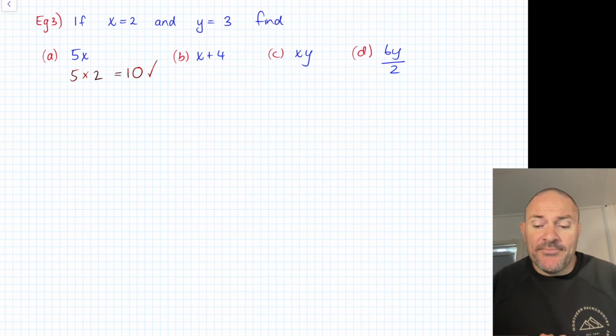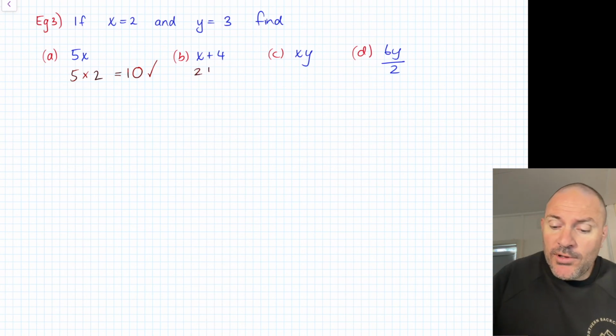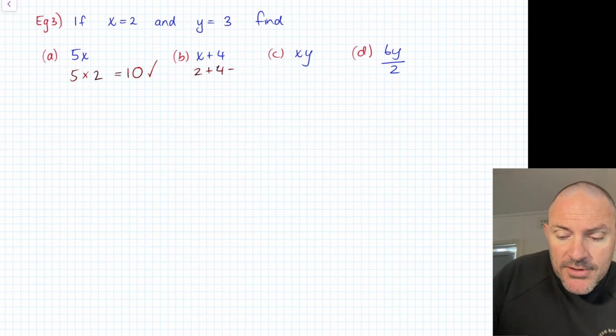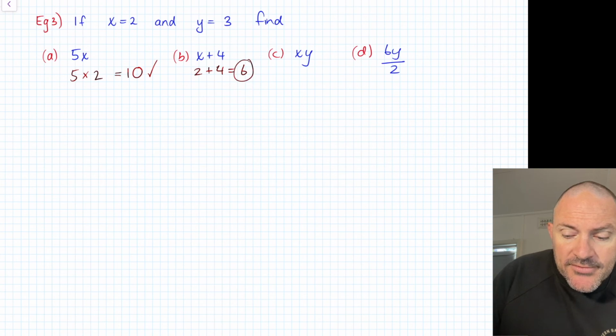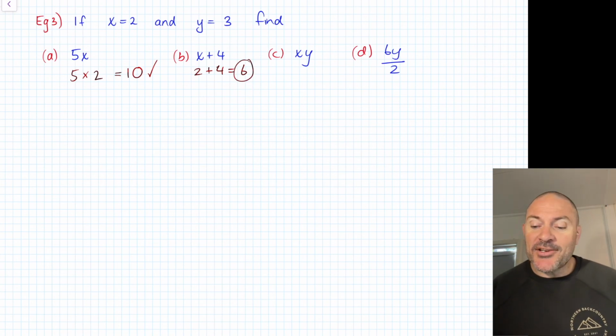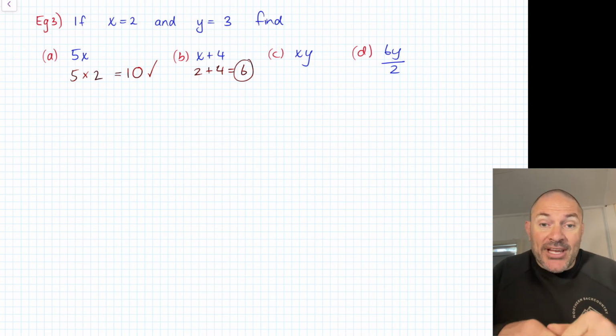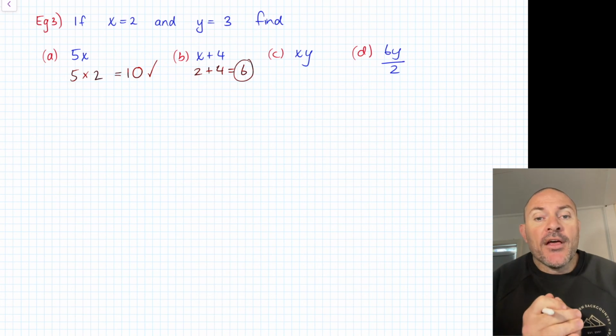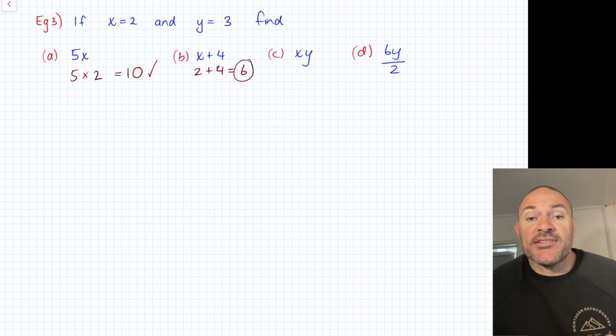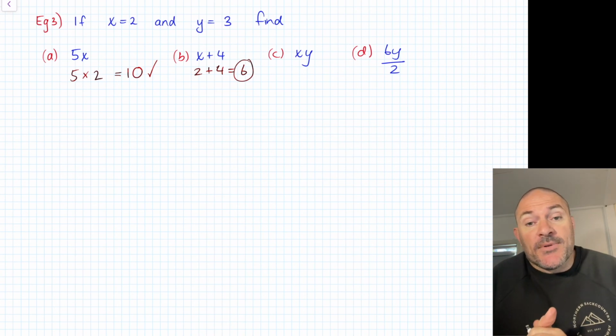Next one a little bit easier. x plus 4. Well, if x is 2, and I add 4 to it, we get 6. So see how with these questions, because we're being told what x is or what y is, we can actually evaluate it. We can actually find the value of that expression, where previously we couldn't. We just left it as x plus 3 or x plus 2.